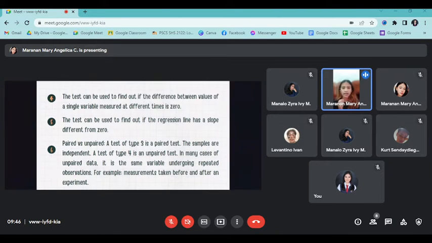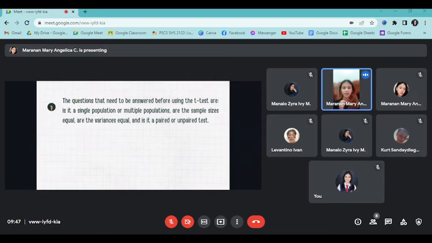Number 4. The test can be used to find out if the difference between values of a single variable measured at different times is zero. Number 5. The test can be used to find out if the regression line has a slope different from zero. Number 6. Paired versus unpaired. A test of type 3 is an unpaired test, where the samples are independent. A test of type 4 is a paired test. In many cases of paired data, it is the same variable undergoing repeated observations, for example, measurements taken before and after an experiment.